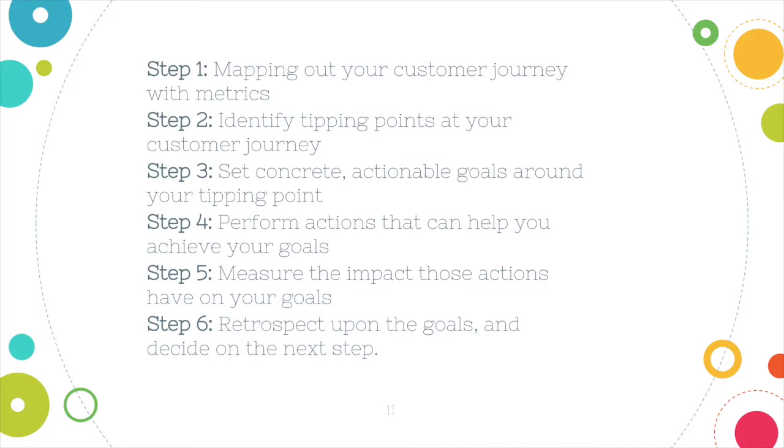So you want to find the tipping point that is causing the decline or the increase of your bottom line, of your ultimate conversion, and then go to step 3, which is set a concrete actionable goal around improving that tipping point. By concrete actionable goals, I mean it has to be something like, I want to improve my valid sessions by 30% in 30 days. It has to be time bound. It has to have a concrete value around it. And then afterward, you have to come up with an action plan for it.